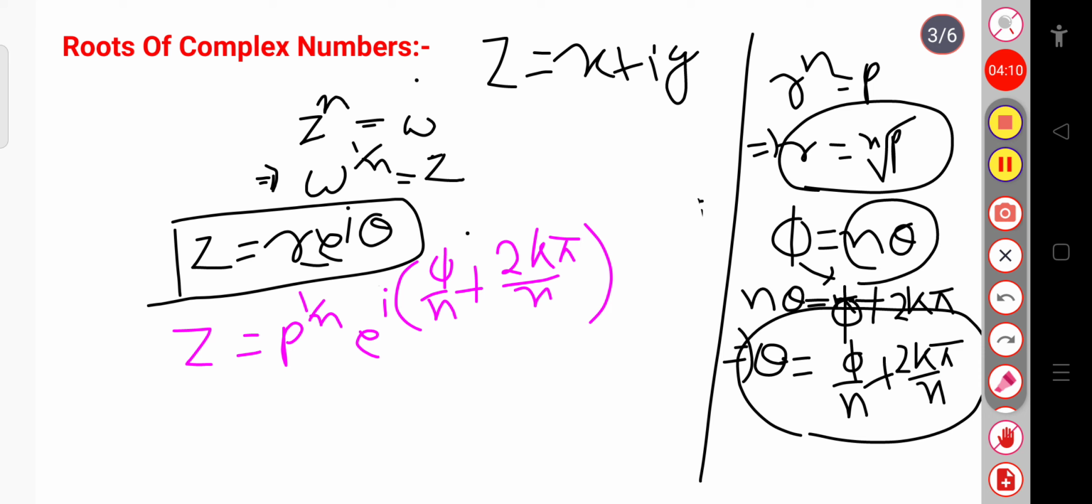If I put k equal to 0, 1, 2 and so on, I will get the first root, second root, third root and so on. Clear? So let us take an example so that it will be very clear to you.